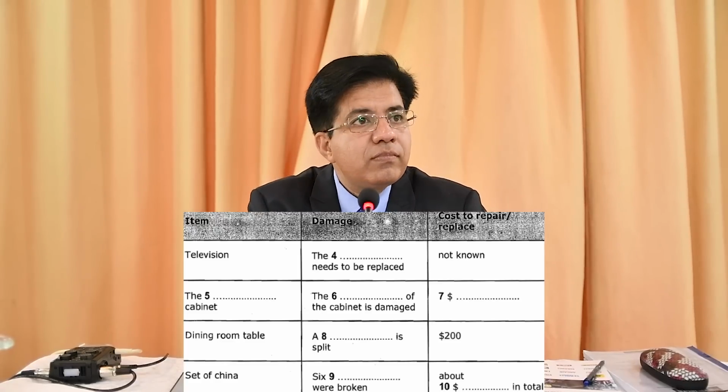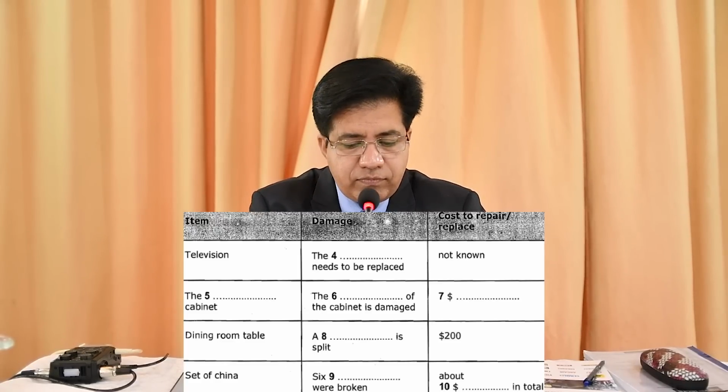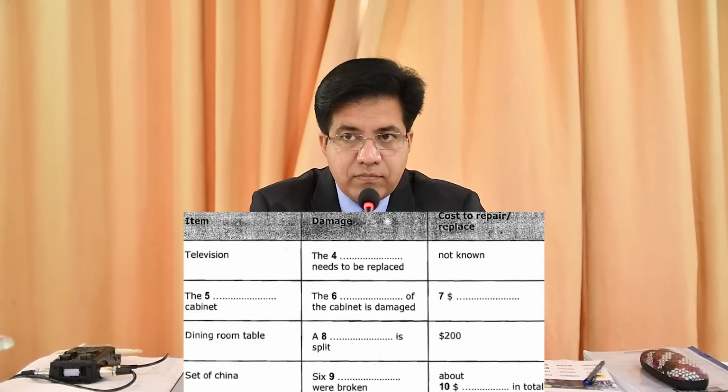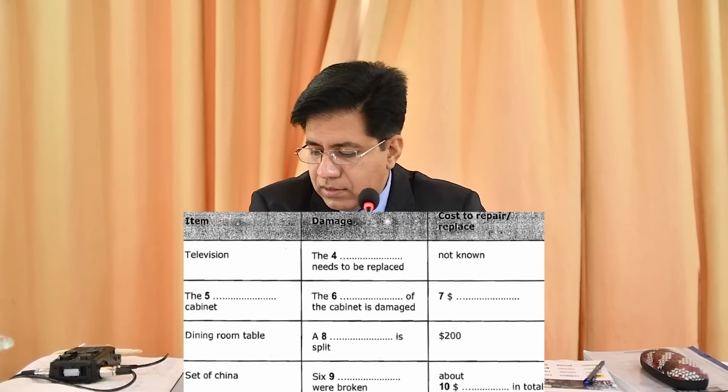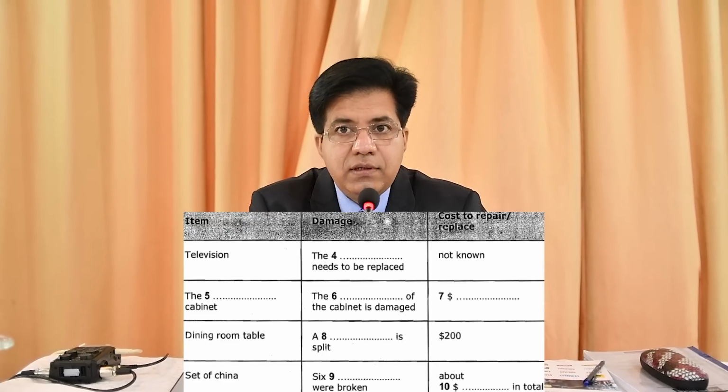Well, the back and the sides seem okay, but the door has a huge hole in it. It can't be repaired. I'm really not very happy about it.